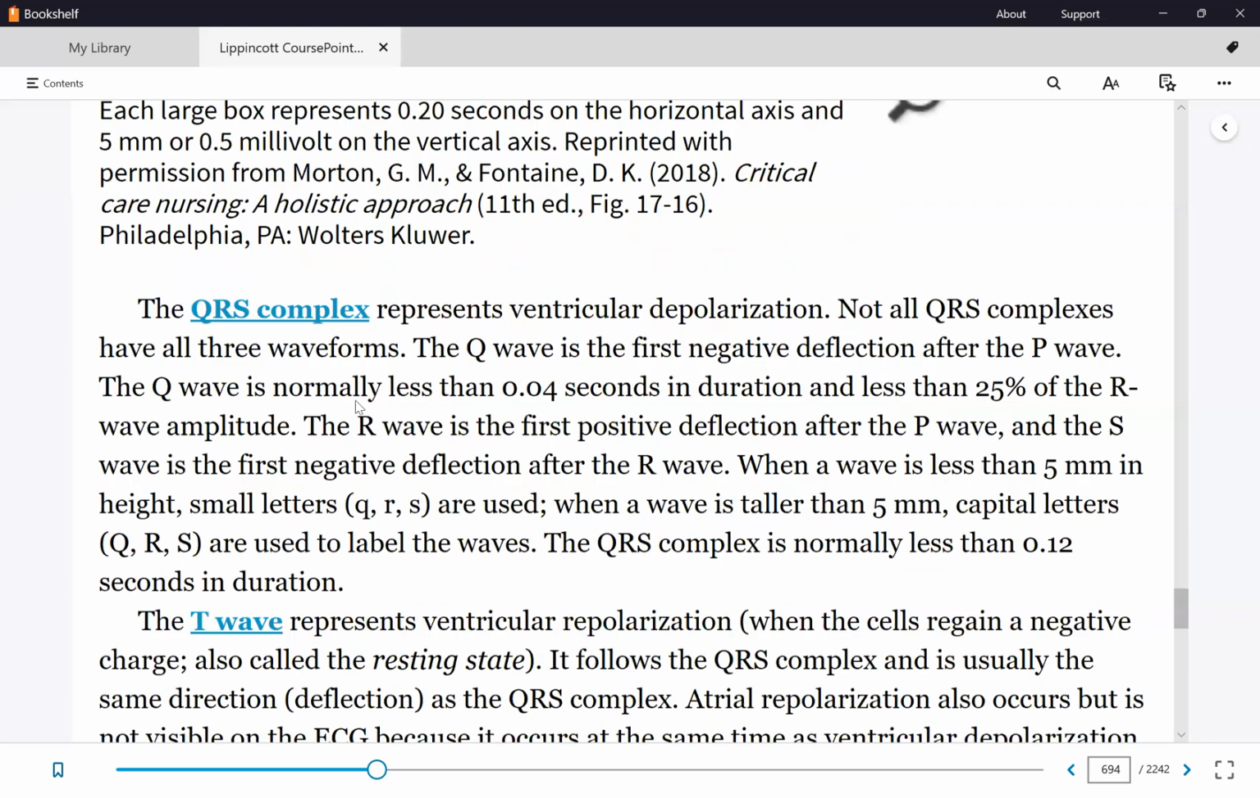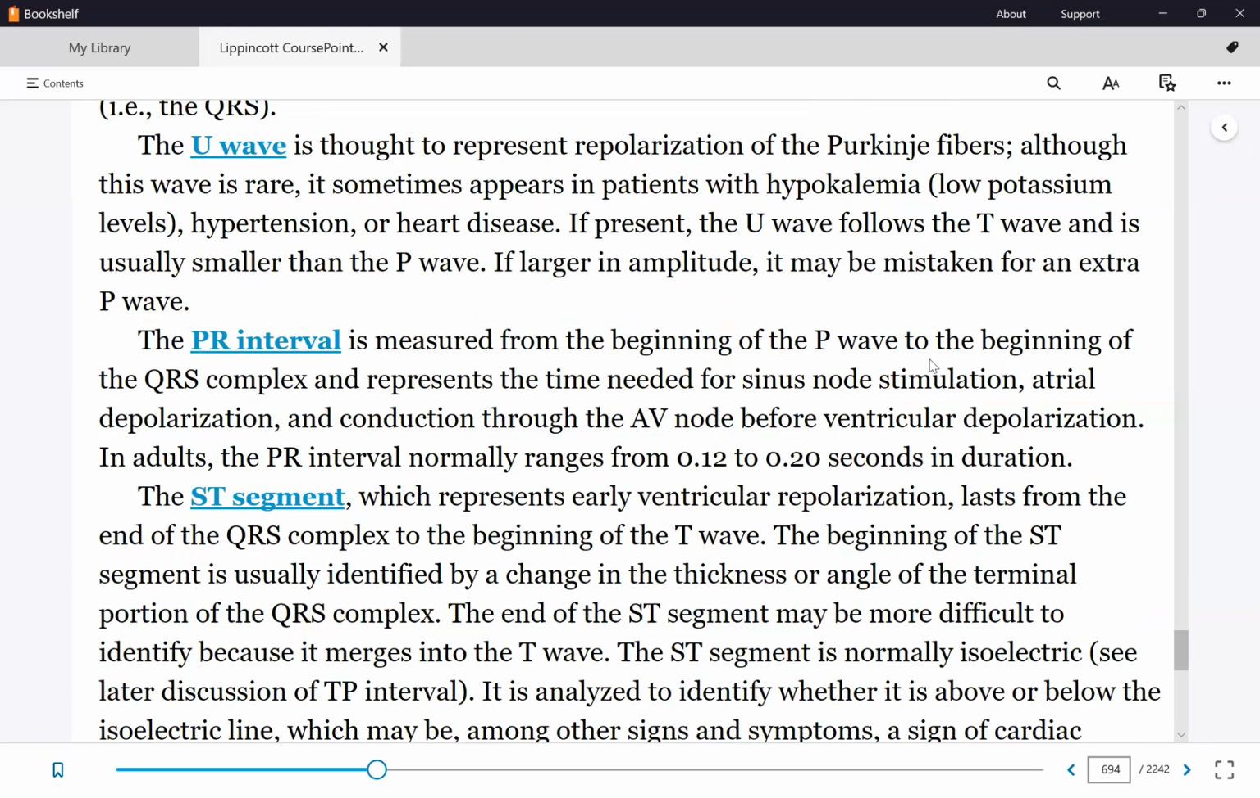Okay, so let's look at what is the normal measurement and what does this represent. We measure it from the P wave to just before the ventricles contract, because the QRS complex is ventricular contraction. If you imagine the cardiac cycle, this is the time it takes for the atria to contract and before the ventricles contract. So it measures atrial contraction to before the ventricles contract.